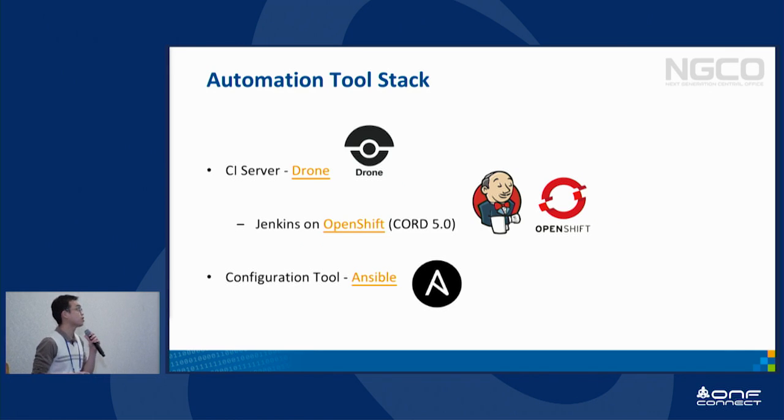Okay, first, we are going to talk about the automation tool stack we are using. Currently, the tool stack is pretty simple. In the CORD 5 era, we used Jenkins on OpenShift as the CI server. But in the CORD 6 era, we gave up Jenkins and use Drone to replace it. I will explain why later. And we also use Ansible as a configuration tool.